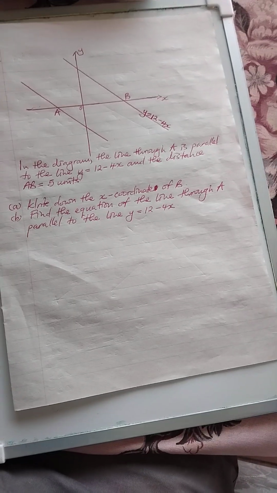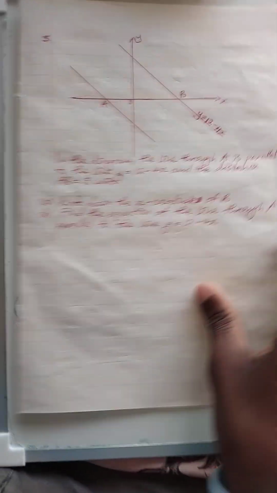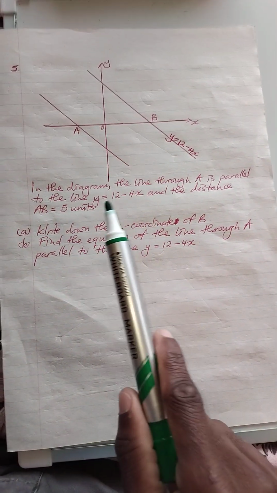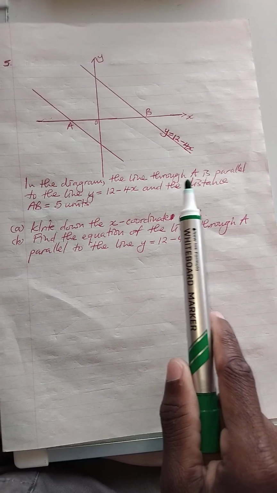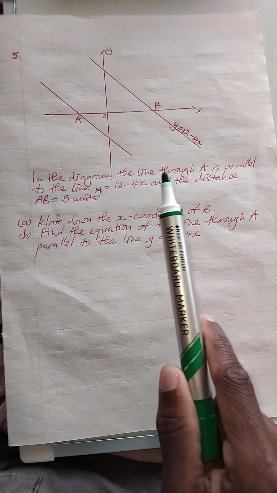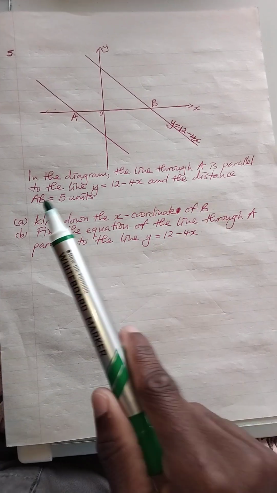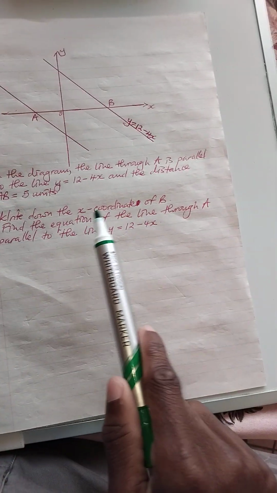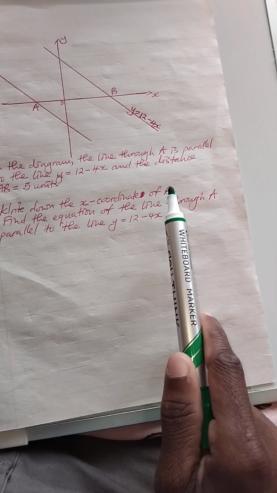Then number 5. In the diagram, the line through A is parallel to the line y is equal to 12 minus 4x, and the distance AB is equal to 5 units. Write down the x coordinates of B.